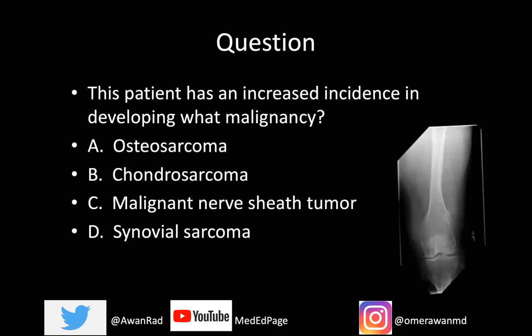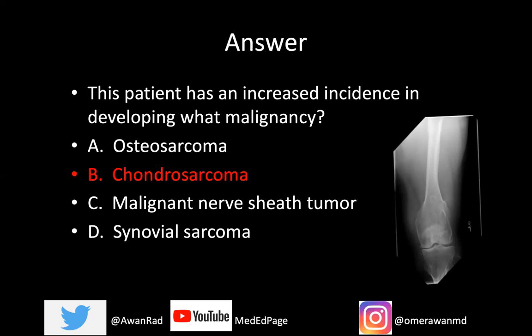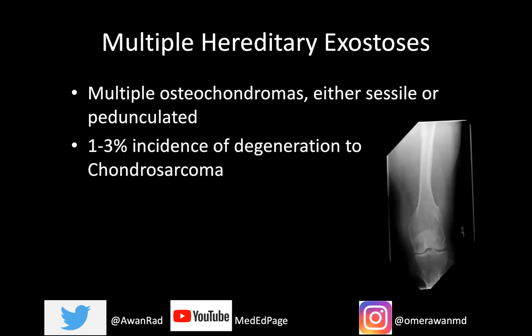Well, because an osteochondroma is a benign chondroid tumor, if it becomes malignant, it would be a malignant chondroid tumor. That would be a chondrosarcoma, right? So chondrosarcoma would be the answer in this case. This is a case of multiple hereditary exostoses. When you get multiple osteochondromas, you have a slightly higher incidence of going into chondrosarcoma, maybe 1 to 3% reported in many articles.